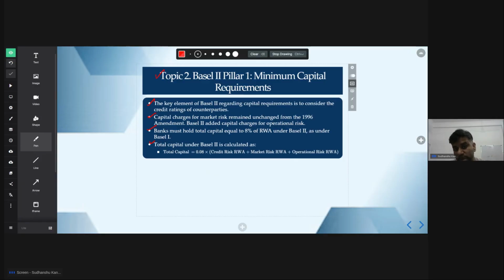Then you look at the total capital rule, which is given here. Total capital is equal to 0.08, or 8%, of credit risk RWAs plus market risk RWAs plus operational risk RWAs. The key takeaway here is that Basel II did not raise the headline capital ratio. It just changed how the RWAs are computed. You included a better formula of credit risk RW plus market risk RW plus operational risk RW. So that is what we need to understand.